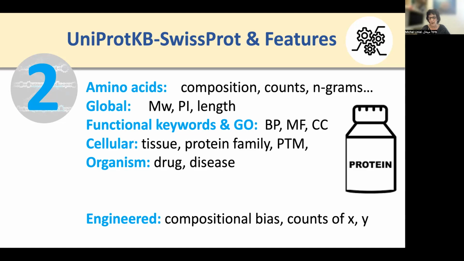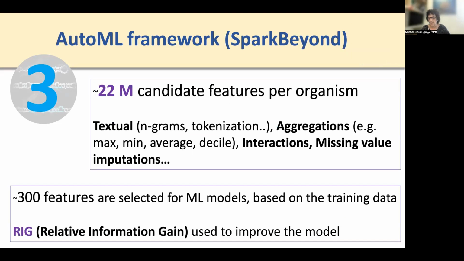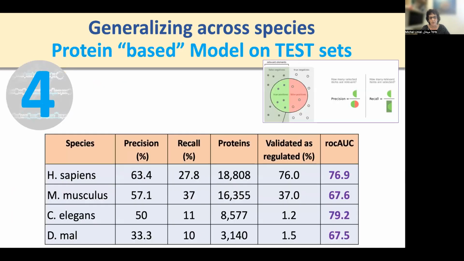And we engineered quite a bit of those features to learn everything that we can say about the proteins. Altogether, for each model, we built more than 20 million candidate features coming from all kinds of flavors. And we took the top 300 features selected by the model based on the training data. Those selections were done by some entropy-based method to gain maximal information from those features. Let's look at some results.